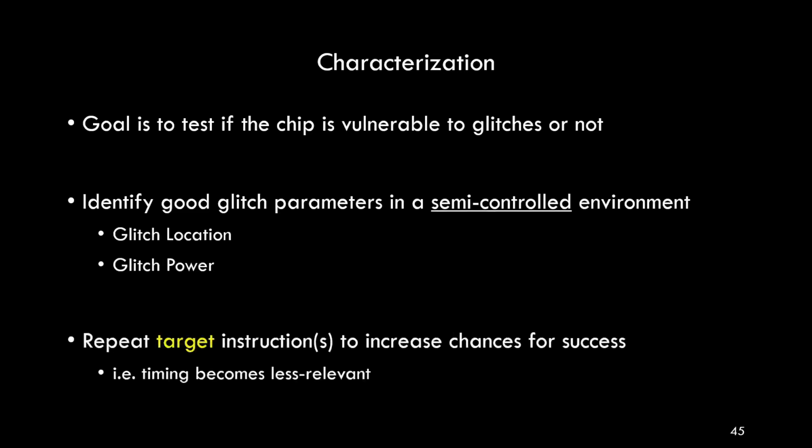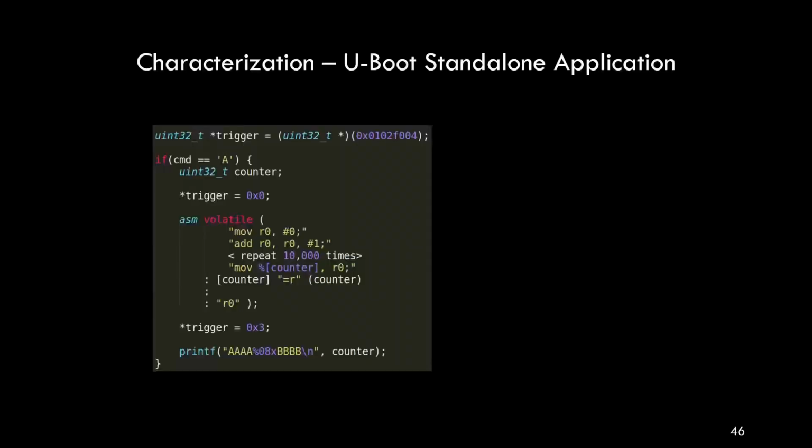Now, because we have control over the software, we can simply repeat the target instructions in order to increase the chances for success. And this allows us to make the timing of the glitch less relevant. As you can imagine, if you need to target a conditional statement, you need to inject the glitch exactly when this conditional statement is being executed. But if you have many instructions that are executed consecutively, then you can basically target any of those instructions.